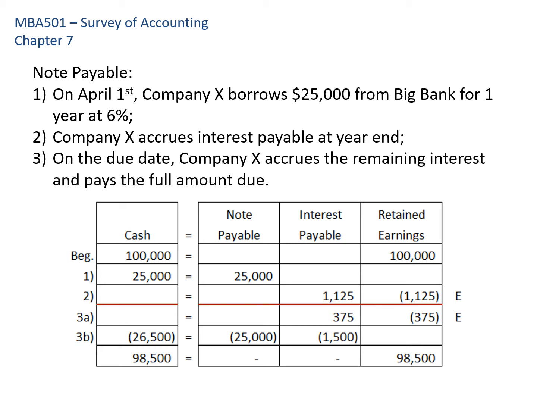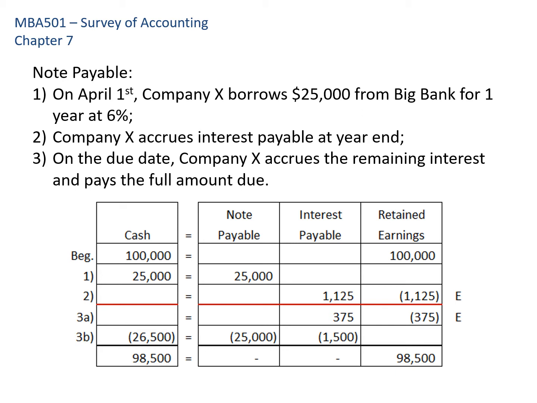So the second transaction there, we need to accrue interest payable at year end. That's where I've drawn the red line on that transaction grid as the end of the year. So standing on December 31st, as the accountant for Company X, I need to recognize that some time has gone by that we've owed this money.